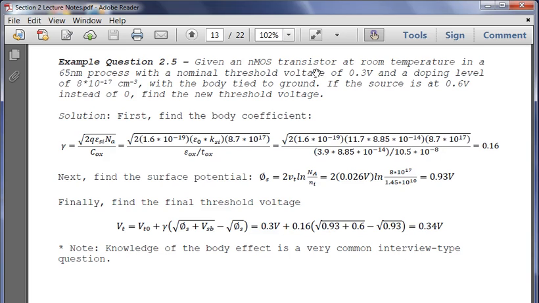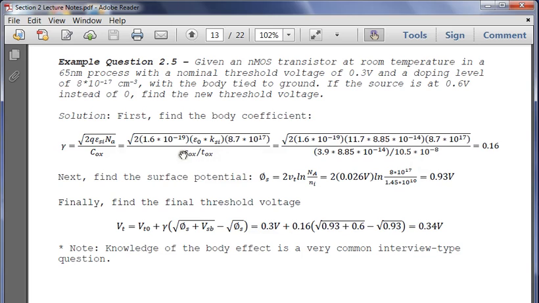First, we're going to calculate the body effect. We substitute the charge, 1.6 times 10 to the negative 19 coulombs, epsilon 0 times epsilon silicon, so we have the permittivity of free space times the coefficient for silicon. And we know that our doping level, NA, is 8 times 10 to the 17, so we have substituted it here. For COX, we have the permittivity of the oxide divided by the thickness of the oxide. So we have the difference between the gate and the body. So now we are calculating this out.